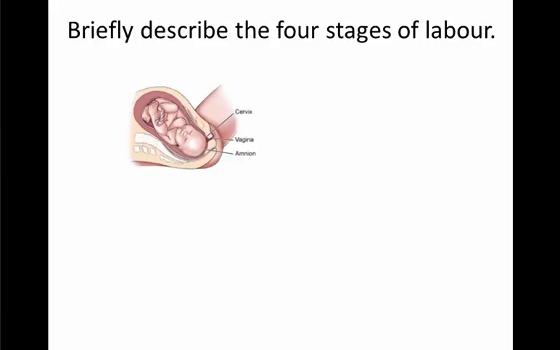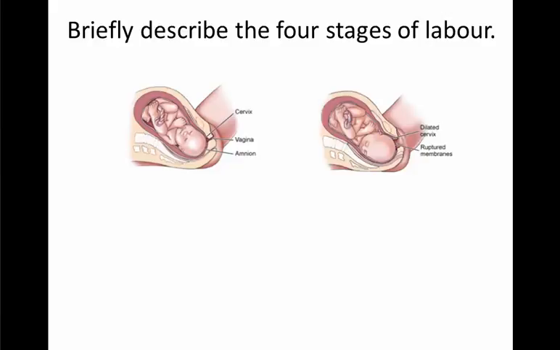So then the 3 stages of true labor begin with the dilation stage. The dilation stage begins with the onset of labor and ends with full dilation of the cervix at around 10 centimeters. This stage is characterized by rhythmic and forceful contractions, rupture of the amniotic sac, and cervical dilation. It's the longest stage of labor and generally lasts between 6 and 12 hours.